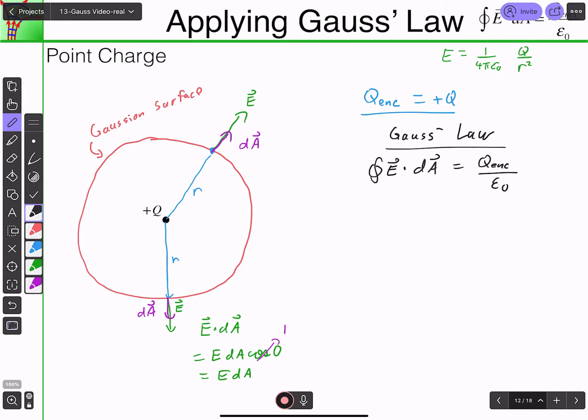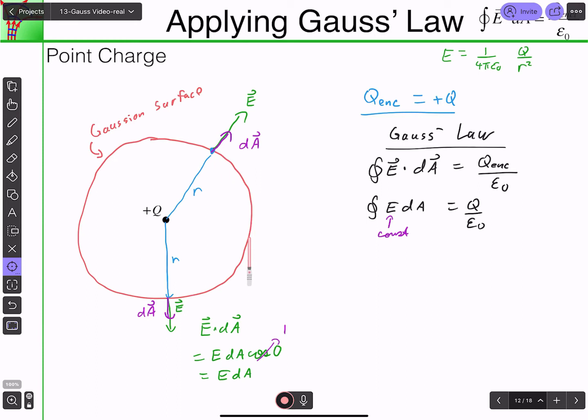And I'm going to replace that E dot dA with what we figured out. It's the integral of E times dA, because that cosine of 0 becomes 1. And the enclosed charge is just Q. Now the next step is that the E is constant. This is a constant value at every point along the sphere, everywhere around the sphere. At any point the electric field is the same anywhere. So I can pull it out of the equation.